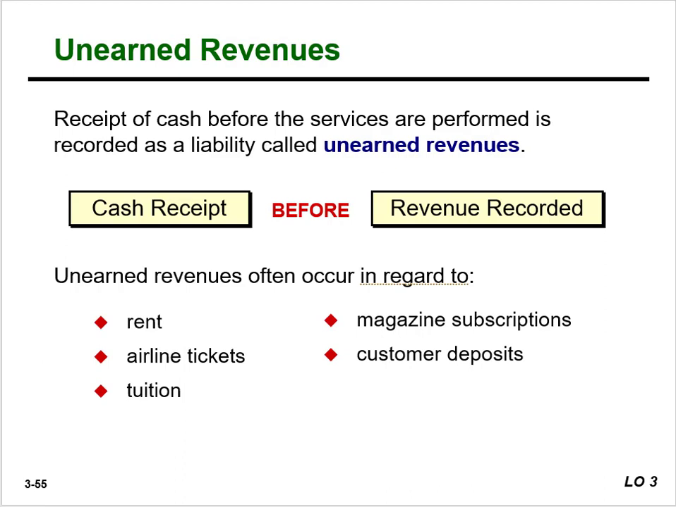And so unearned revenues. The receipt of cash before the services are performed is recorded as a liability called unearned revenues. So this is, again, a part of the adjusting entries at the end of the quarter, month, or year, whenever you're recognizing it. And you just want to clarify that you haven't earned these revenues yet, so you have to record them differently.